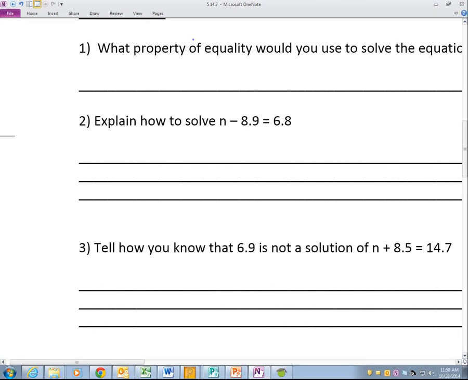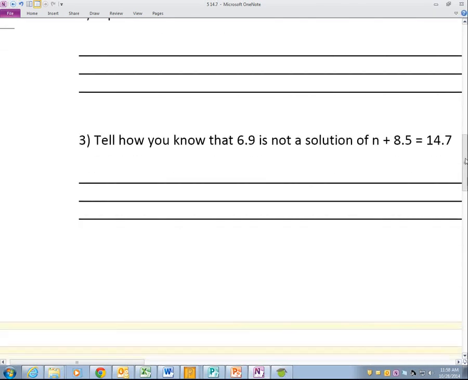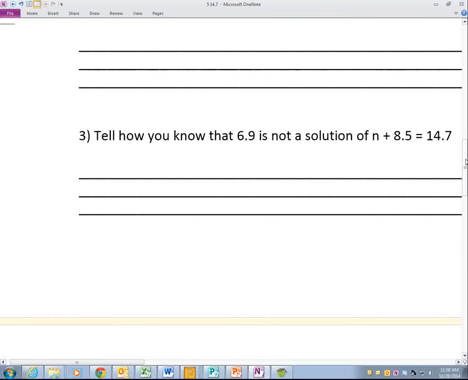Good. Now, there's a couple different ways of saying number 3. Tell how you know that 6.9 is not a solution of n plus 8.5 equals 14.7. What do you have for that, Beeler? I can tell it's not because it says n equals 6.9. When I added 6.9 and 8.5, it equaled 15.4. Good. It's not 14.7. Okay, so that's one option.